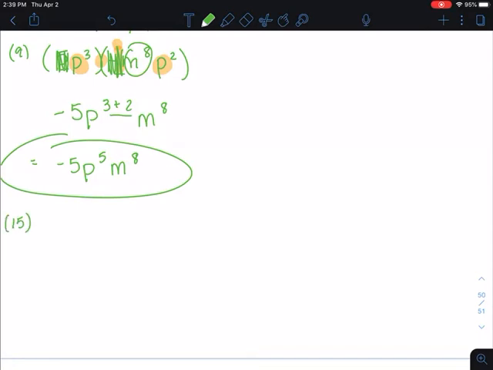Alright, let's look at number 15. Burger King foot lettuce. What? Alright, number 15. It is 10 to the 2nd power cubed.